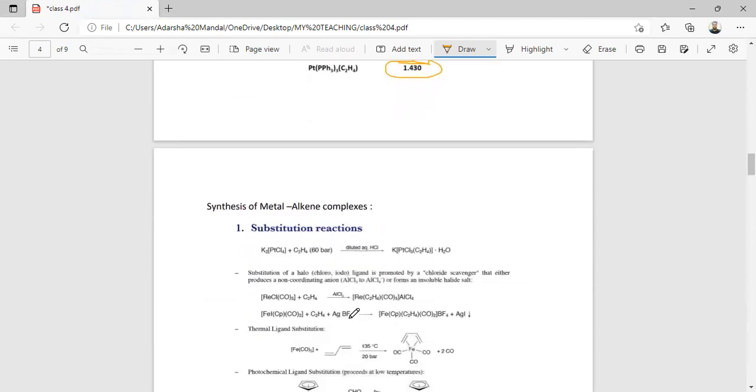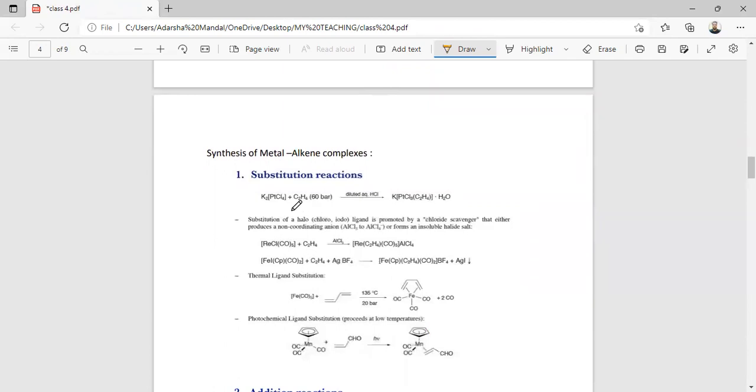So now I will discuss the synthesis of metal alkene complexes. Metal alkene complexes can be synthesized by various methods. So the first one is the substitution reaction. That means here, first in PtCl4, one ligand is substituted by the ethylene moiety to form the metal alkene bond. So here the substitution of the halo ligand is promoted by a chloride scavenger that either produces a non-coordinating anion or forms an insoluble salt halide.